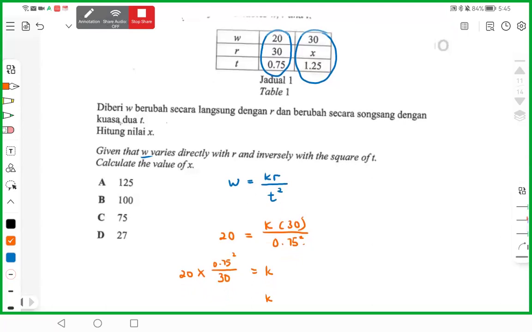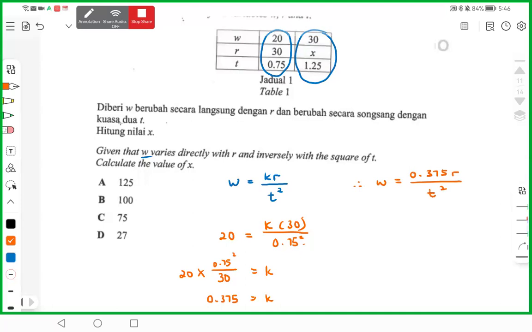So straight away, we will find the value of k. So we get 3 over 8. If you want to change to decimal also can, 0.375. Okay, so W equal to 0.375 R over T square.